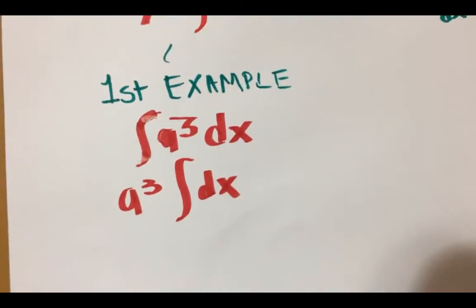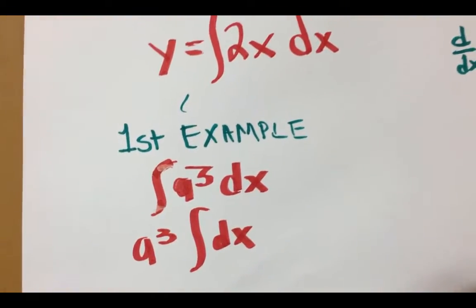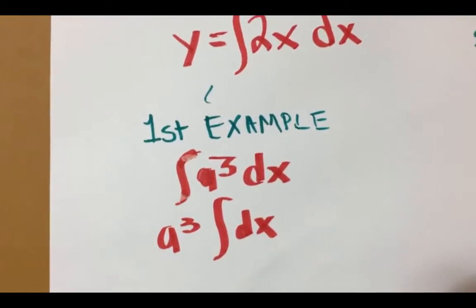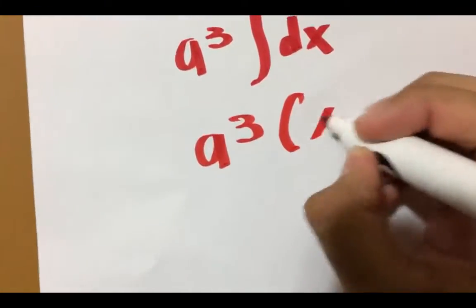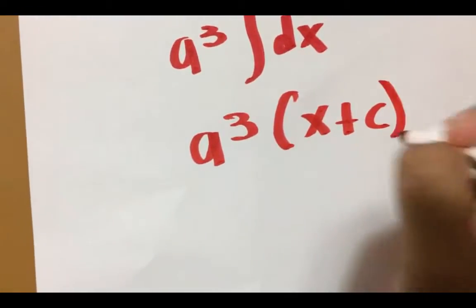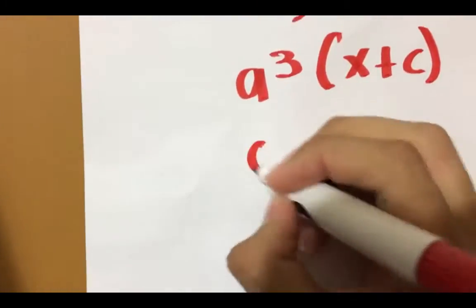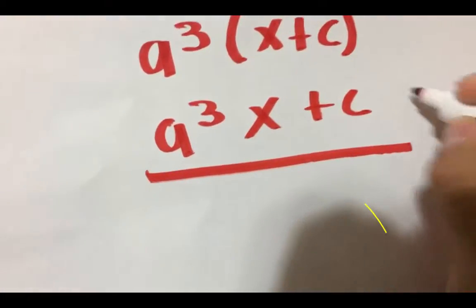And then this step is really important. Instead of using the integral of dx, we are going to add in parentheses x plus c and remove the integral. Therefore, it will be a cubic in parentheses x plus c. And then the final result when removing the parentheses is a cubic x plus c. And there you go, you have the result.